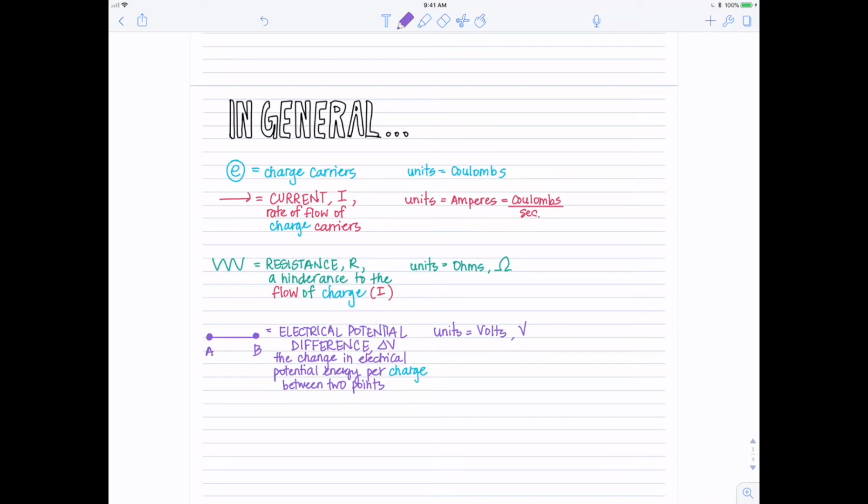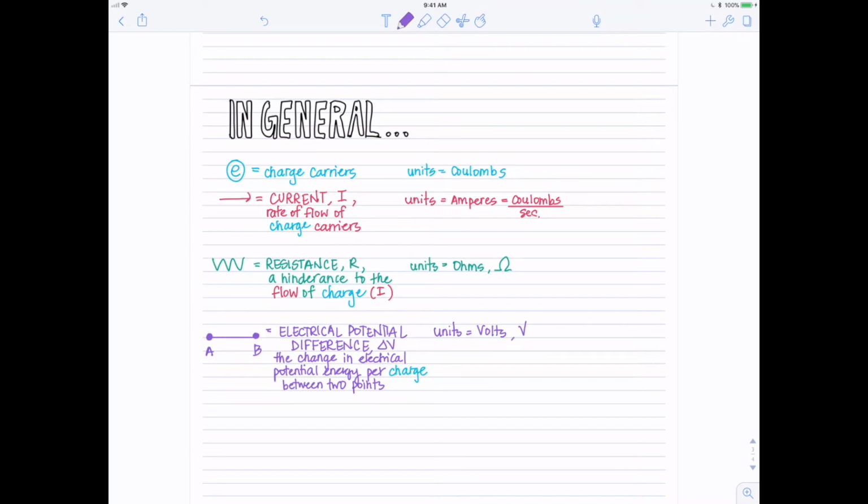Then we see resistance, R. Resistance is a hindrance to the flow of charge. So it's a hindrance to current. The units of resistance are ohms, and that is represented by the capital Greek letter omega.